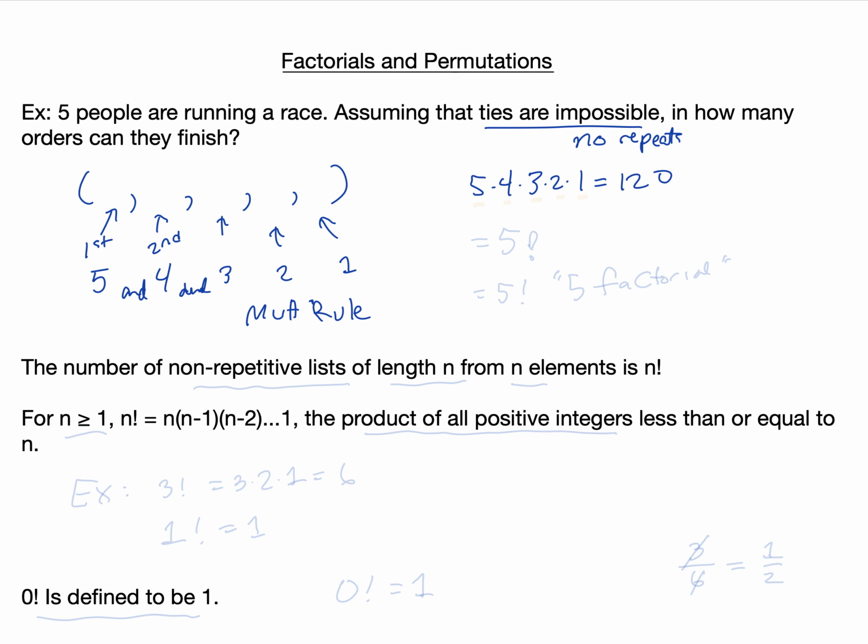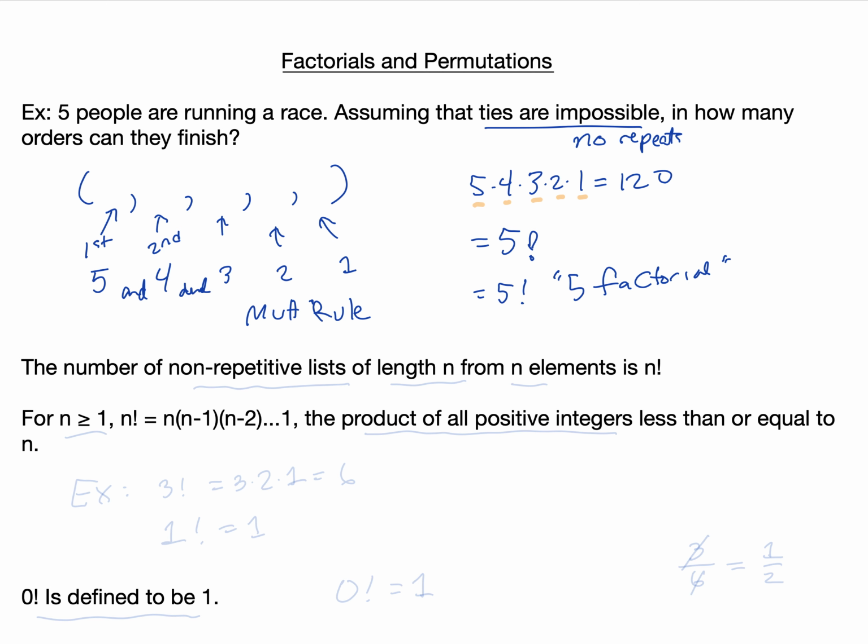And it's actually fairly common that we want to write something of this form, an integer multiplied by each positive integer less than it. This is equal to 5 factorial. So that's an exclamation point, 5 factorial. So it's read out loud as 5 factorial.